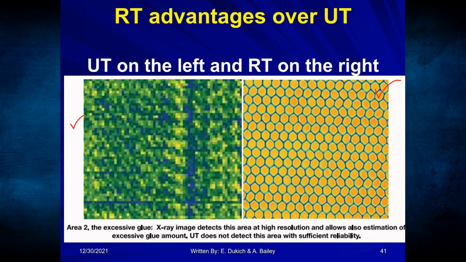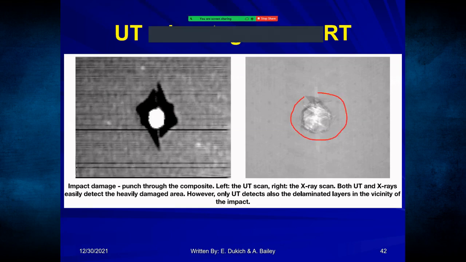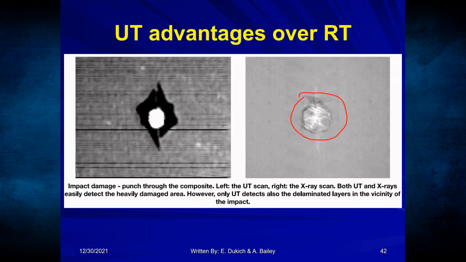And now the next slide here, UT advantages over RT. For RT, we can show you the location of the flaw, but we cannot show you the amount of resin or the depth of the resin around the flaw. But with this phased array ultrasonic technique, you can see the location of the flaw and the resin. It can also tell you the depth.